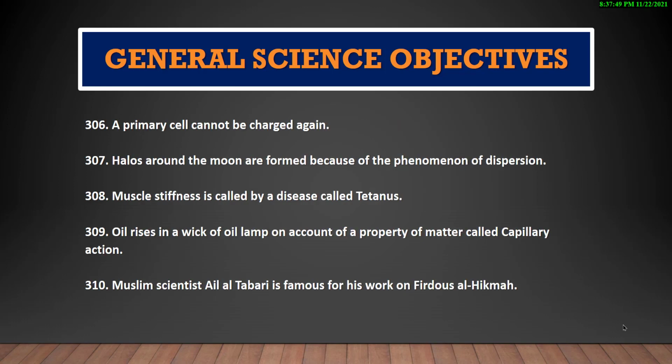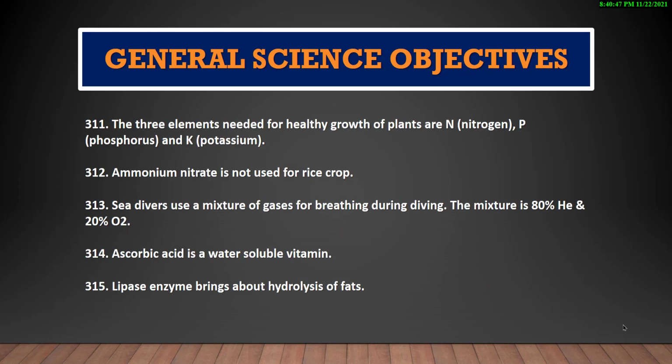A primary cell cannot be charged again. Halos around the moon are formed because of the phenomenon of dispersion. Muscle stiffness is caused by a disease called tetanus. Oil rises in the wick of an oil lamp on account of a property of matter called capillary action. The 3 elements needed for healthy growth of plants are nitrogen, phosphorus and potassium.